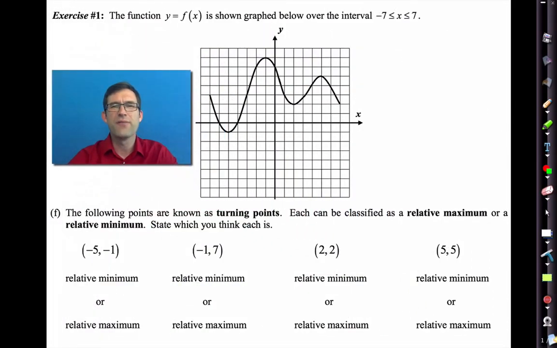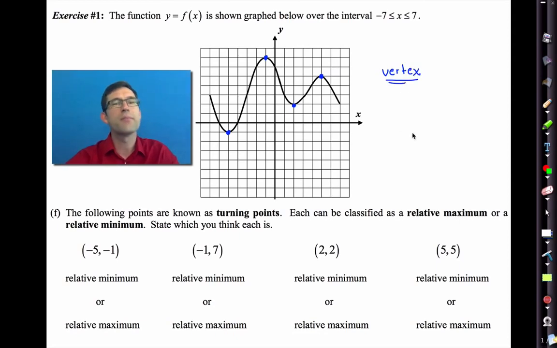Keeping with this same function over and over again. Something else some functions have are what are known as turning points. Now our function has 1, 2, 3, 4 turning points, and I think the name says it all. Turning points are also known as vertices. A single turning point could be known as a vertex, all right? But right now we're just calling them turning points.